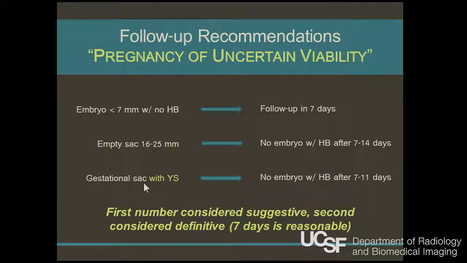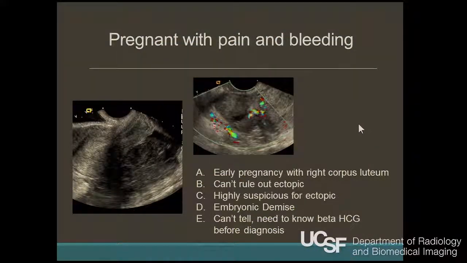If you have a gestational sac with a yolk sac but no embryo, then you can get a follow-up after 7 to 11 days. And if there's no embryo with heartbeat after that, then you can be definitive. And this is now called a new term, pregnancy of uncertain viability. Should be the term that's used.